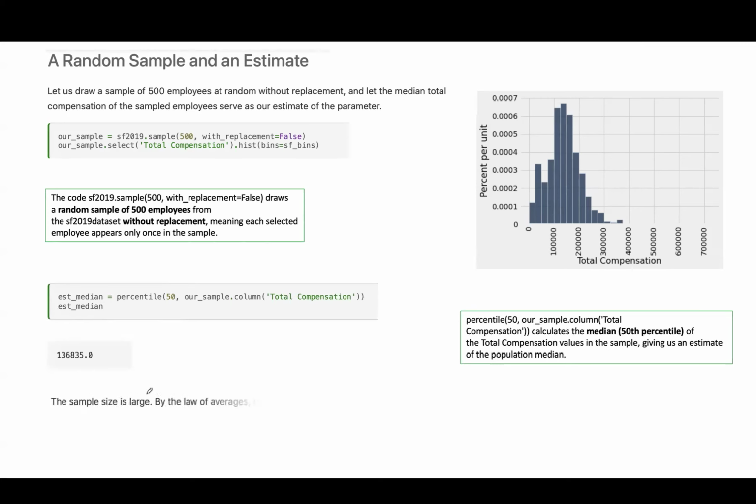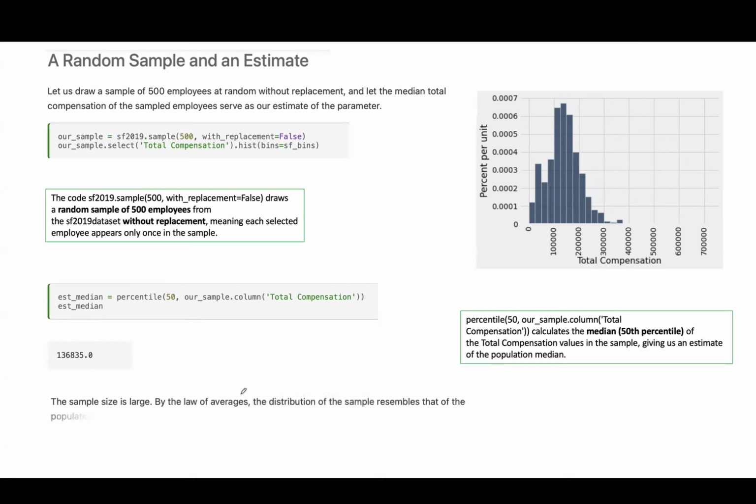The sample size is large. By the law of averages, the distribution of the sample is similar to that of the population. So the sample median is quite comparable to the population median, though of course it's not exactly the same. So now we have one estimate of the population parameter. But what if we had another sample taken from the population? Would we get a different estimate?